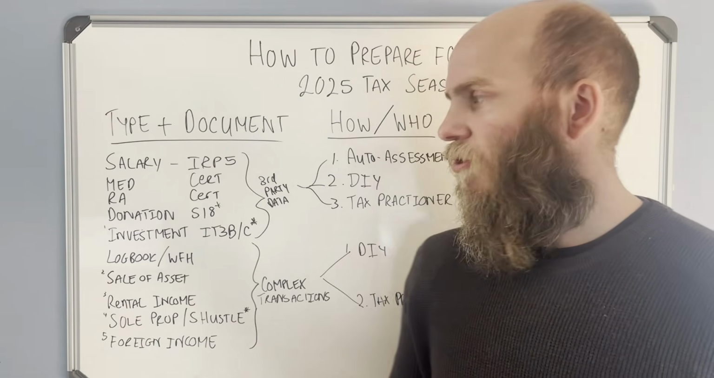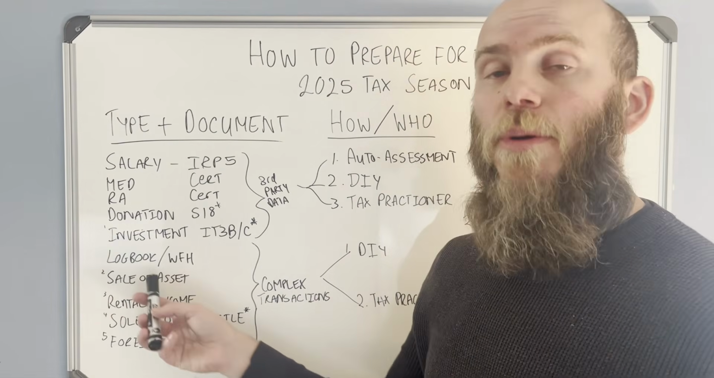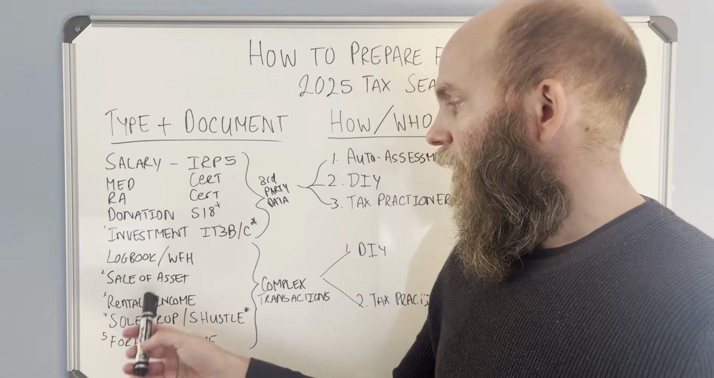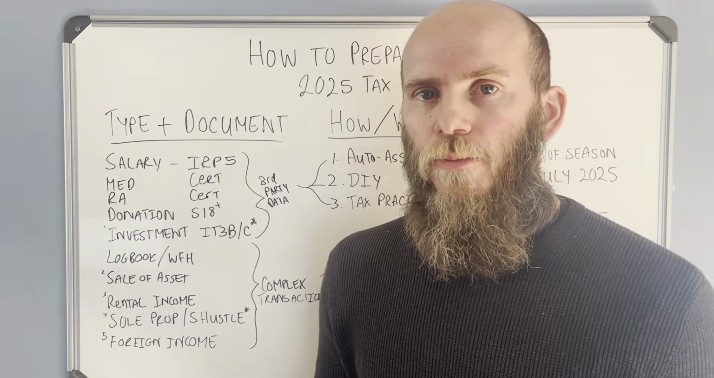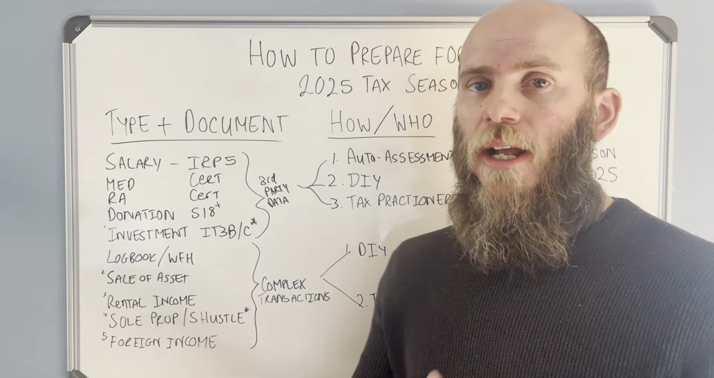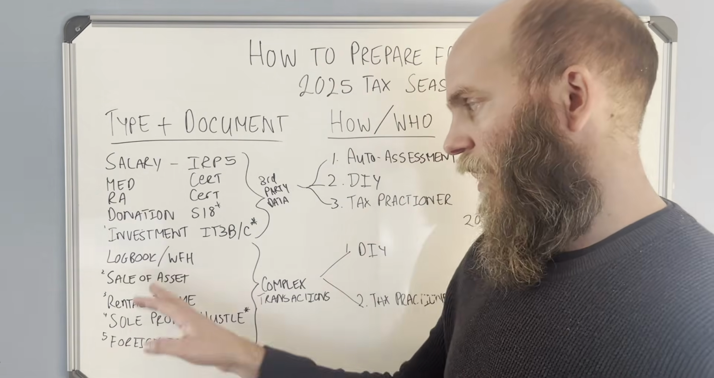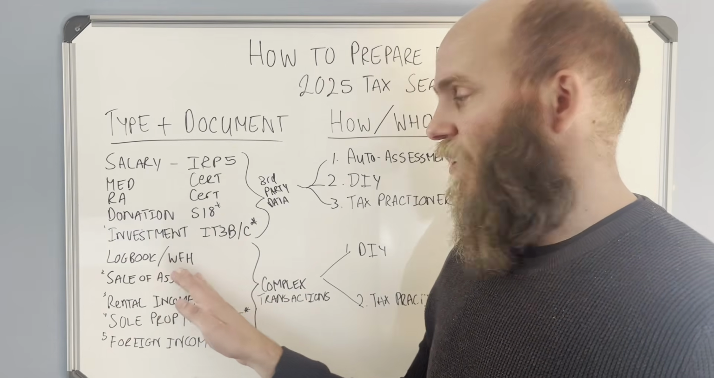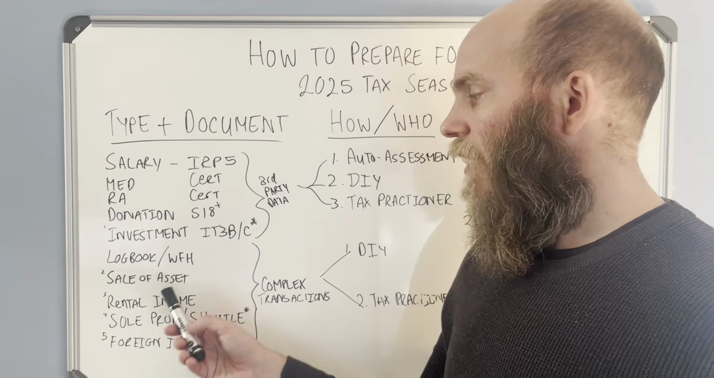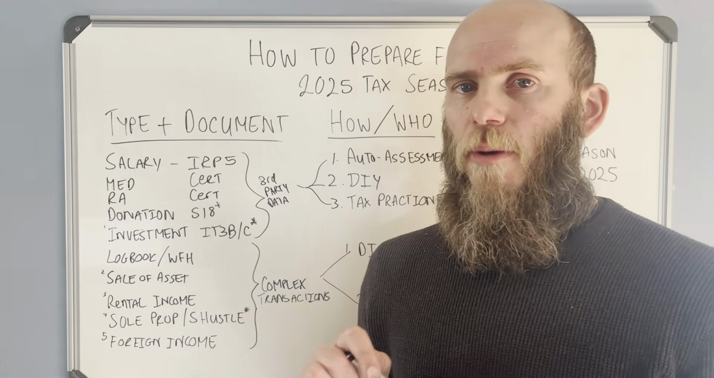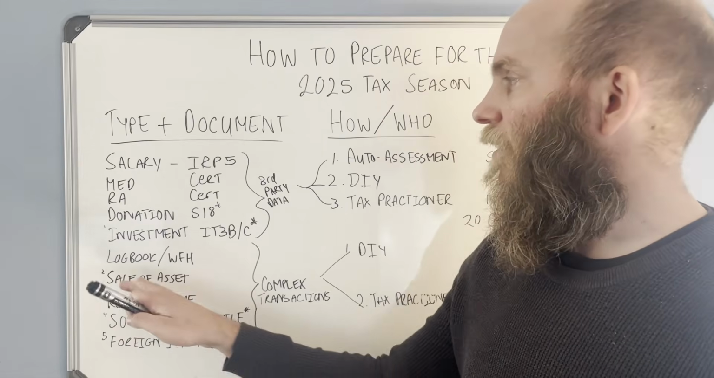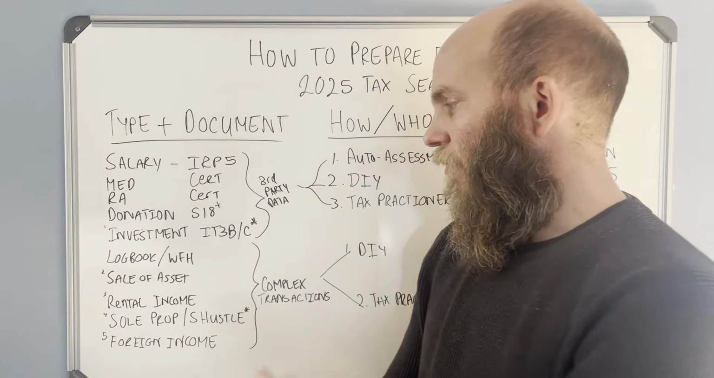Now, if you get a travel allowance, you need to prepare a logbook in order to get some sort of travel deduction. Or if you work from home and you want to claim a working from home deduction, you also need to prepare additional things for that. So you will probably need assistance to claim the working from home. If you have a sale of asset, which means sale of property, sale of crypto, sale of shares, anything like that, that will also not form part of third-party data.